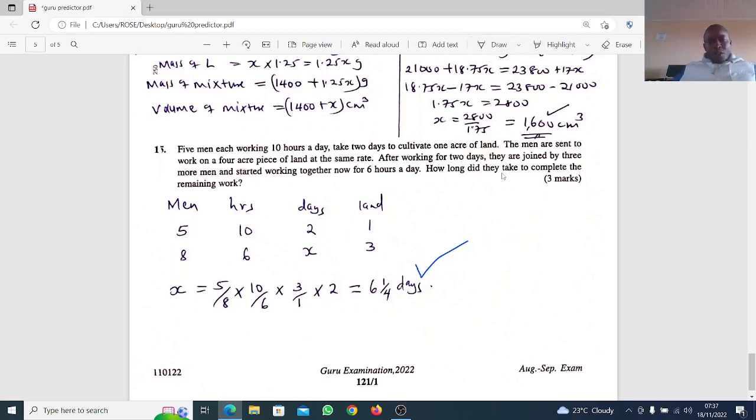So that's the simplest way of doing that question, but I know the majority of the students do not get it correct.